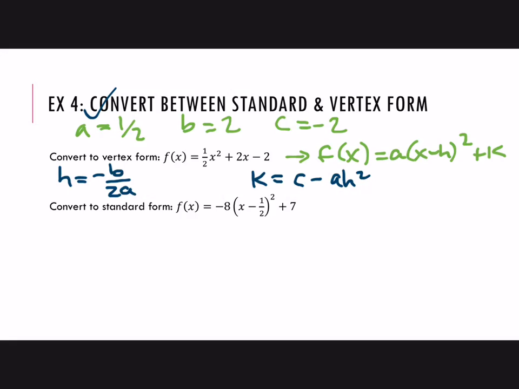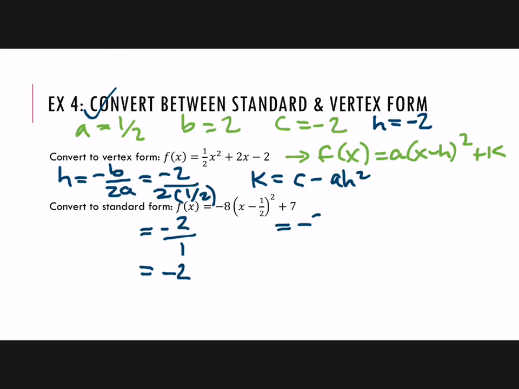Alright, so starting with h, negative b. Well, b is 2, so that would be minus 2 over 2 times a, and a is 1/2. So we have negative 2 over, and then 2 times a half is 1, and negative 2 over 1 is negative 2. So h is negative 2. And then k is c, that's negative 2, minus a, which is 1/2, times h squared, and h was negative 2.